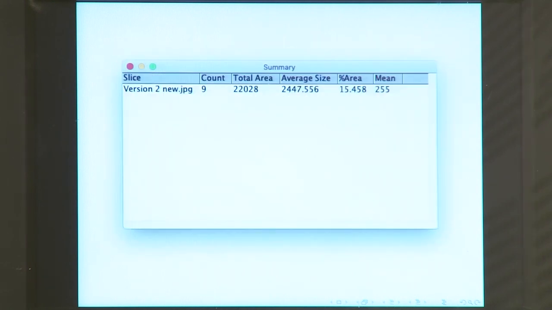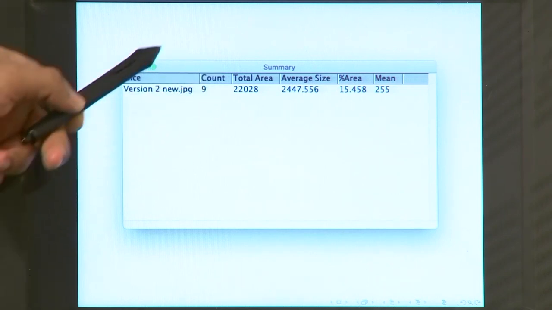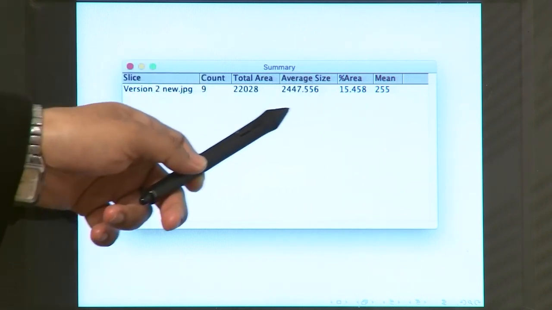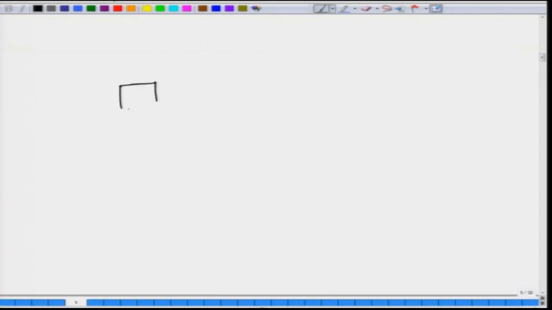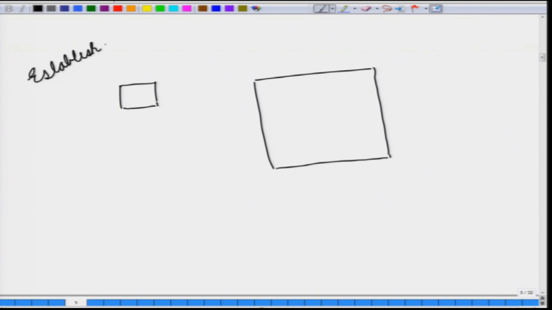So, we can make use of such information to get, say, the count of the number of pits and the average size of each pit. Now, that is important because if you make a small pit versus a large pit, then there will be differences in the establishment of your seedlings. Why? Because in the case of a smaller pit, there is a smaller area of the earth that has been made into pulverized soil.